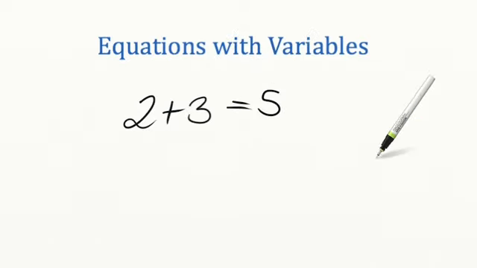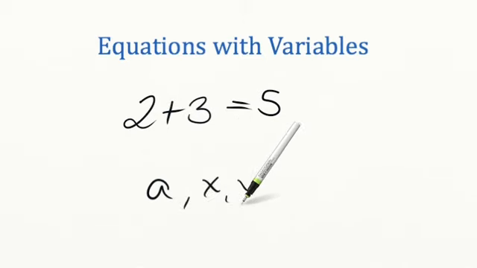Before we begin today's discussion, let's talk about some vocabulary words. What is an equation and what is a variable? An equation is the same thing as a number sentence. So an equation has numbers on either side of an equal sign that are balanced. Variables are when we use letters such as A, X, or Y to represent a number.